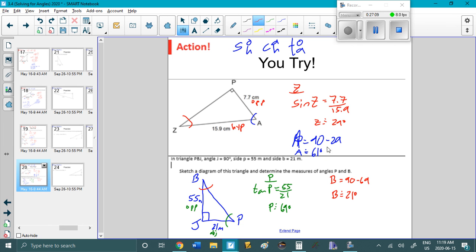And that's it, folks. So if you have questions, please do get in touch with me. People struggle with this because of the second button, the shift or the inverse, whatever you want to call it. So do get in touch with me if you need some help.